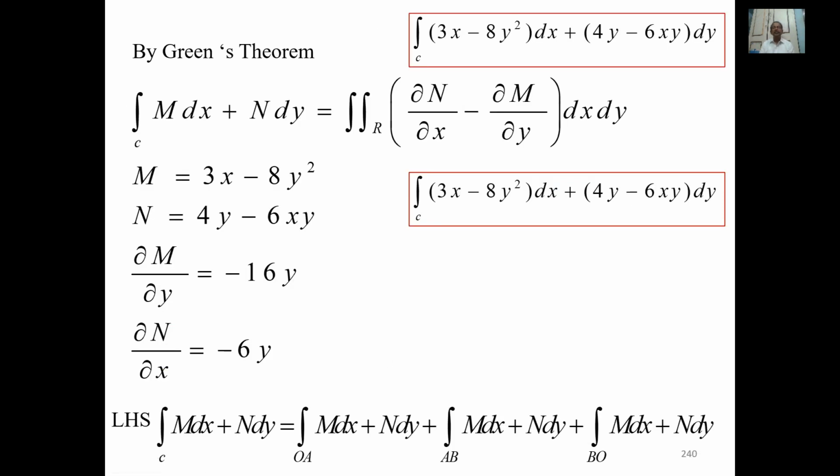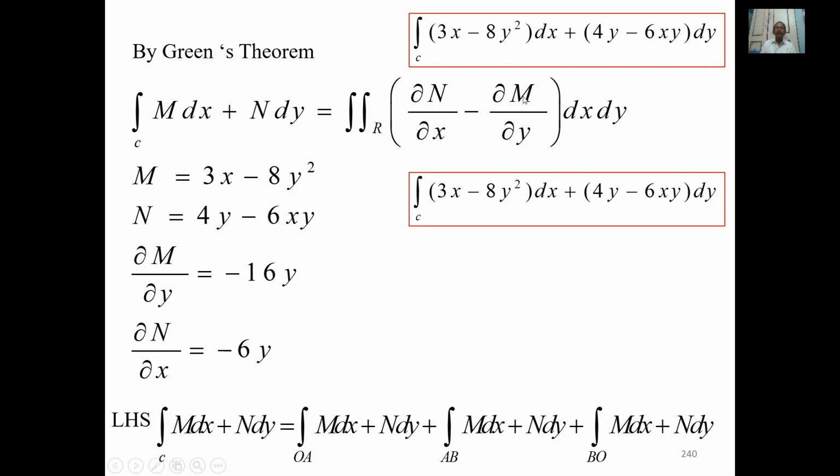By Green's theorem, this statement is known already. Comparing this equation with Green's theorem, we have M equals 3x minus 8y squared and N equals 4y minus 6xy. Differentiating M with respect to y partially, we have 0 minus 16y. Differentiating N with respect to x, we have 0 minus 6y.